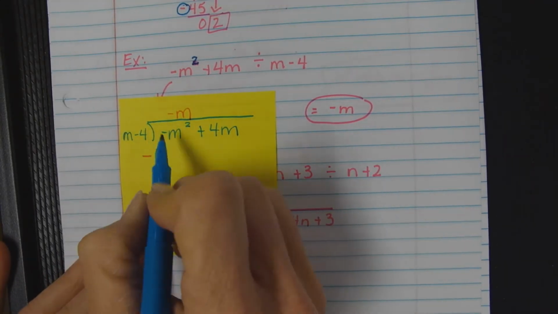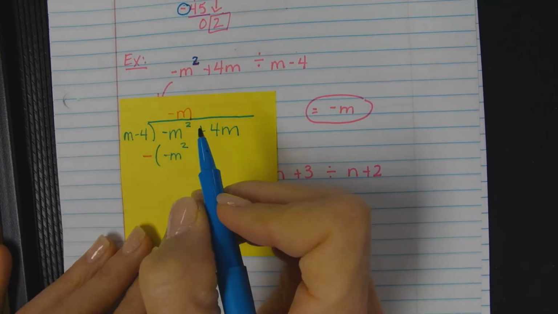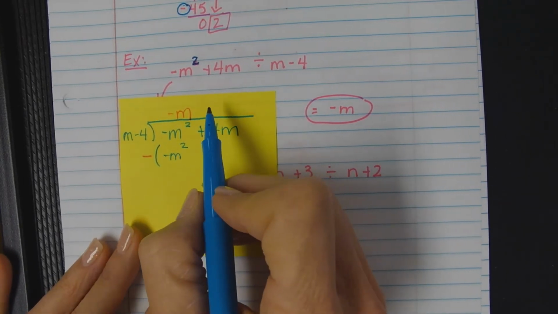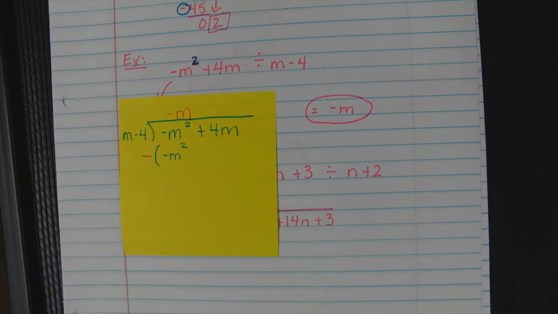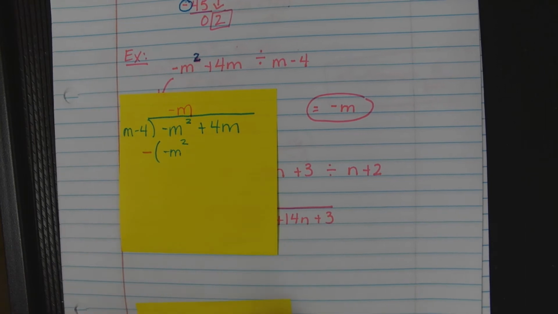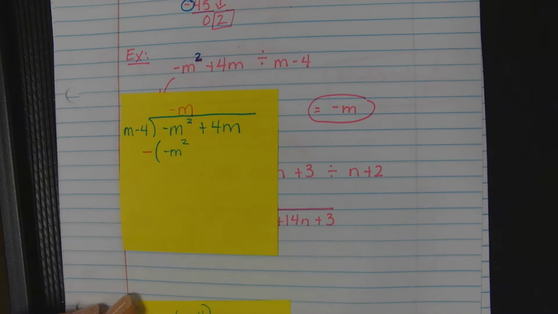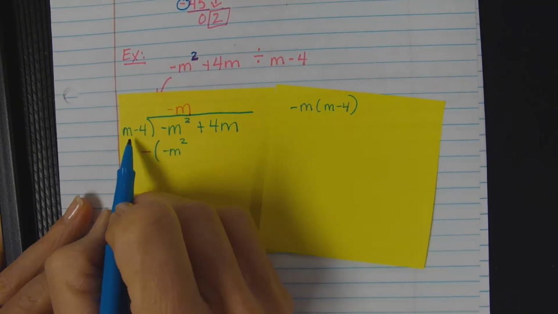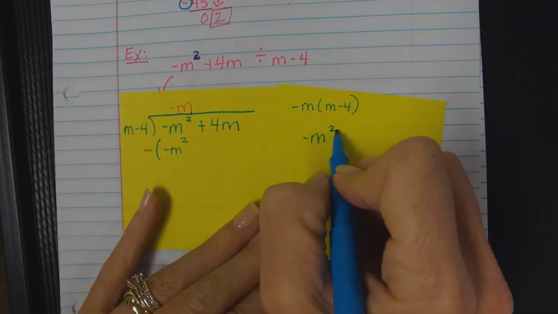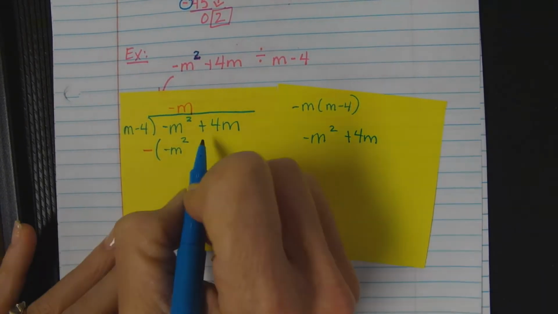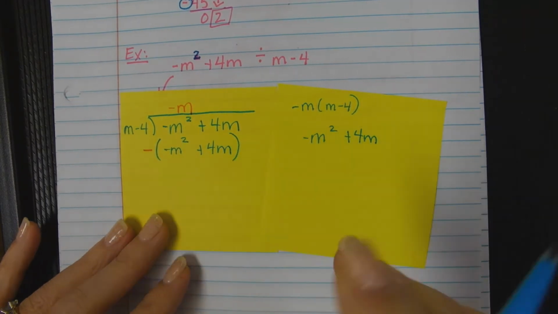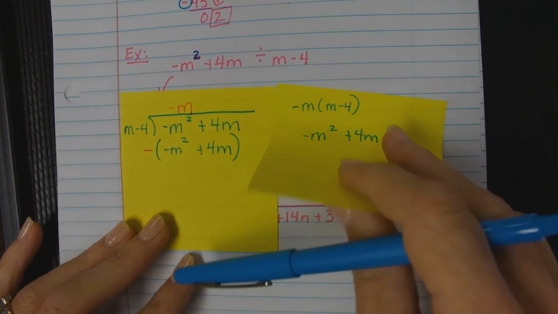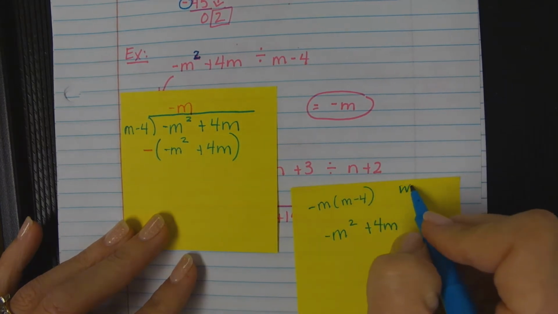Negative m times m is negative m squared. Let me do another sticky. Here's my work. I'll move it up in a second. I'm doing negative m times m minus 4. Negative m squared plus 4m. This is just like my work, if you will.